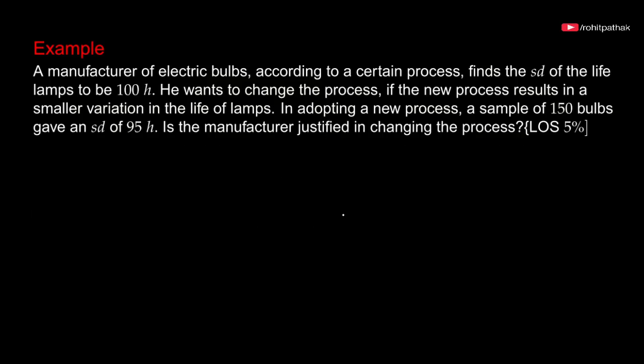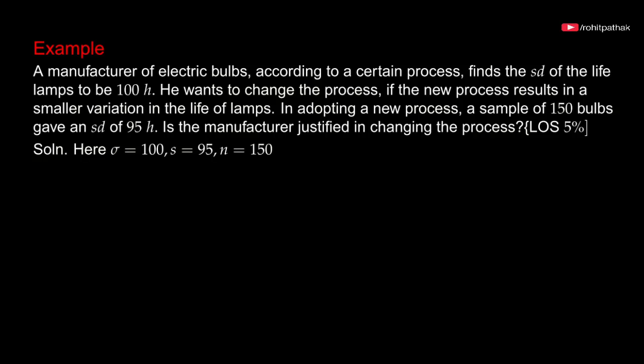A manufacturer of electric bulbs, according to a certain process, finds the standard deviation of the life of lamps to be 100 hours. He wants to change the process if the new process results in a smaller variation in the life of lamps. In adopting a new process, a sample of 150 bulbs gives a standard deviation of 95 hours. Is the manufacturer justified in changing the process? Test at 5% level of significance. So the manufacturer will change the process if he finds that the standard deviation is less than 100 hours.